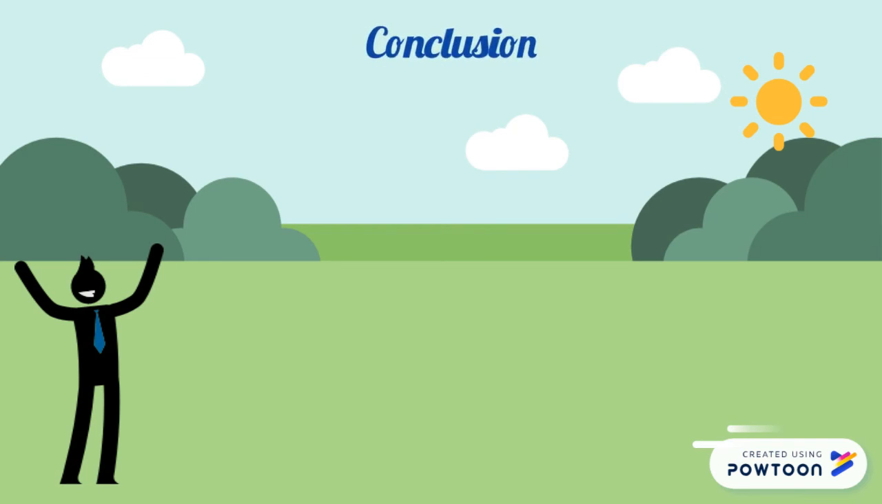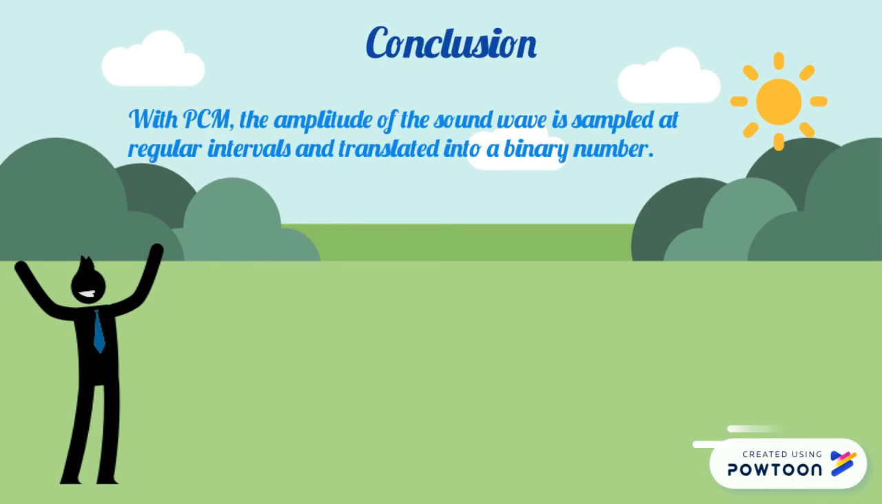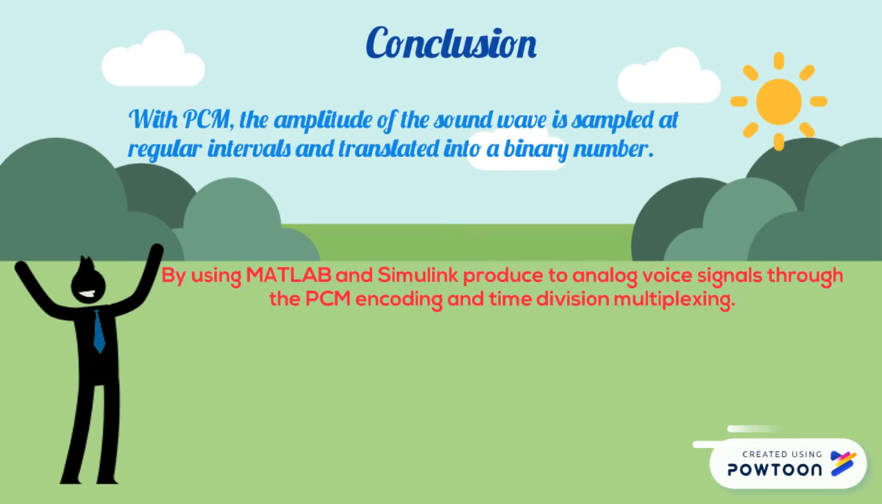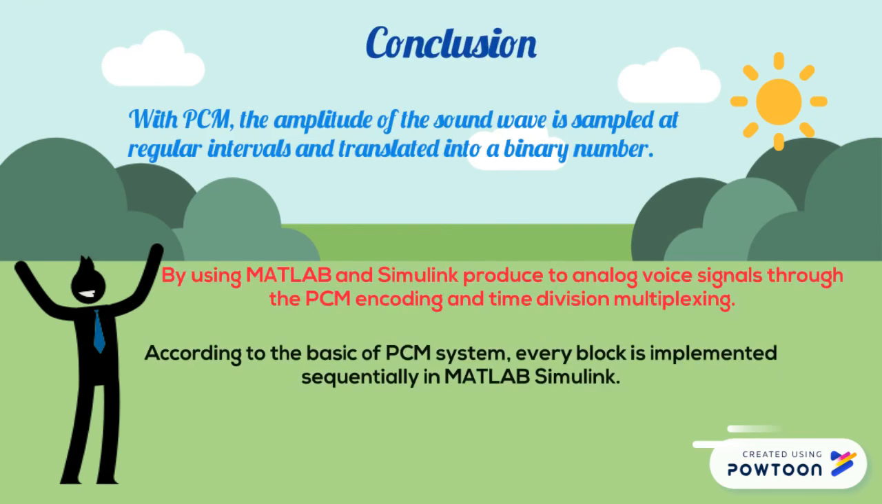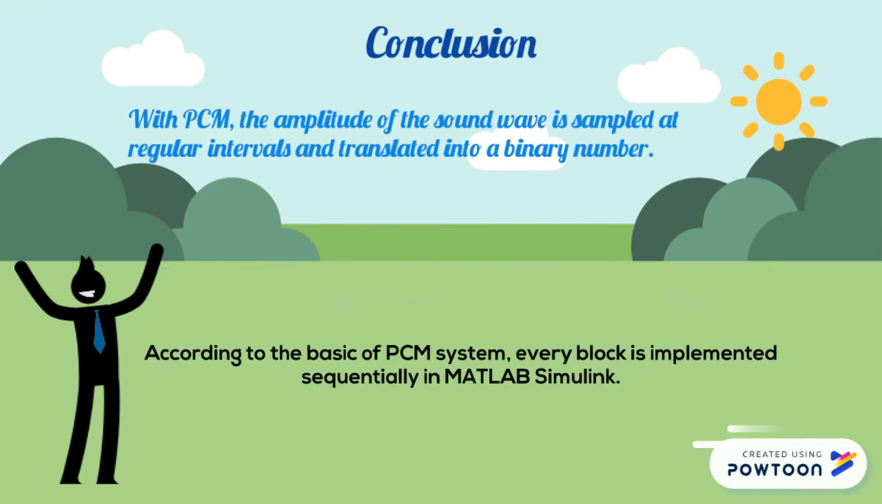Conclusion. With PCM, the amplitude of the sound wave is sampled at regular intervals and translated into a binary number. According to the basics of the PCM system, every block is implemented sequentially in MATLAB Simulink.